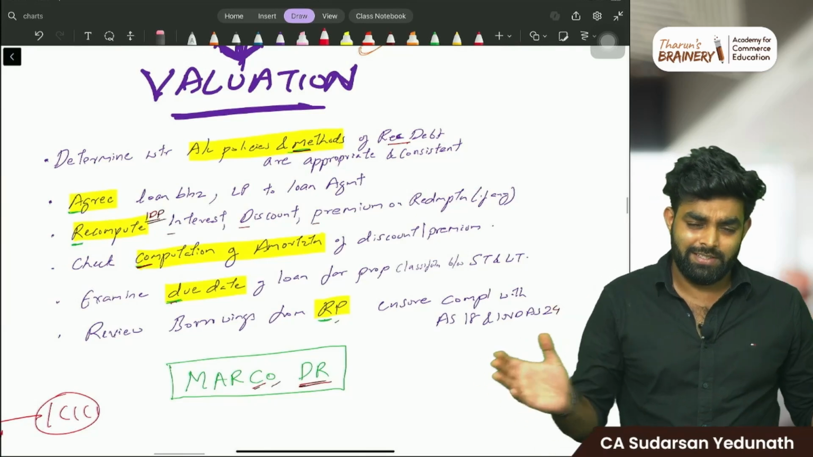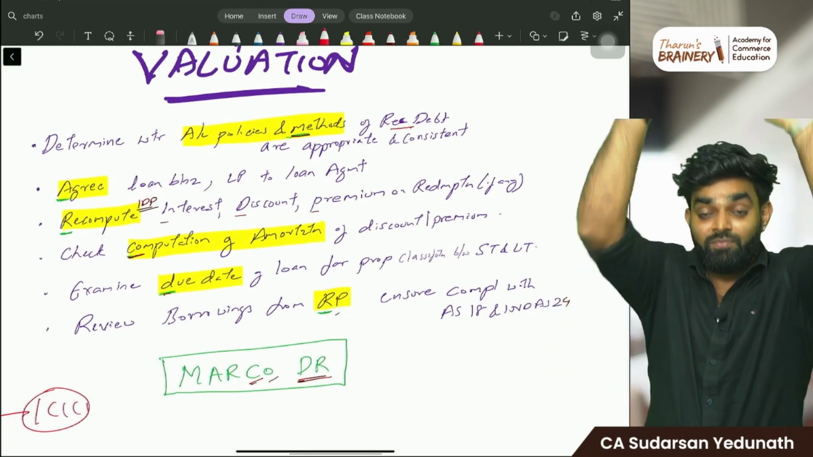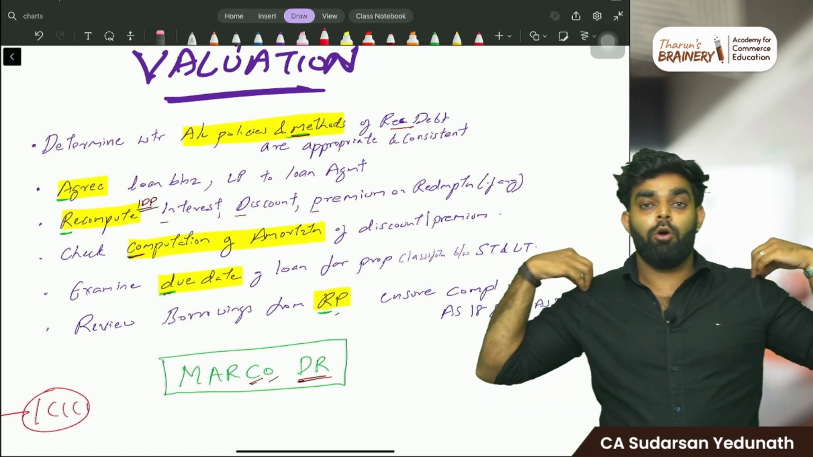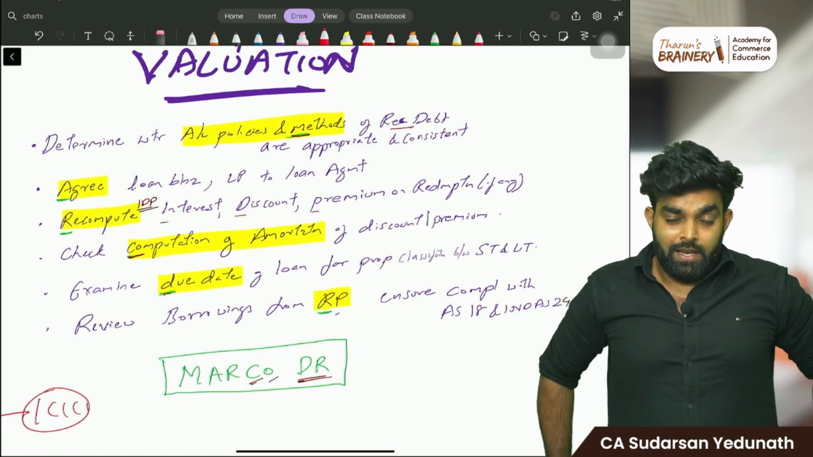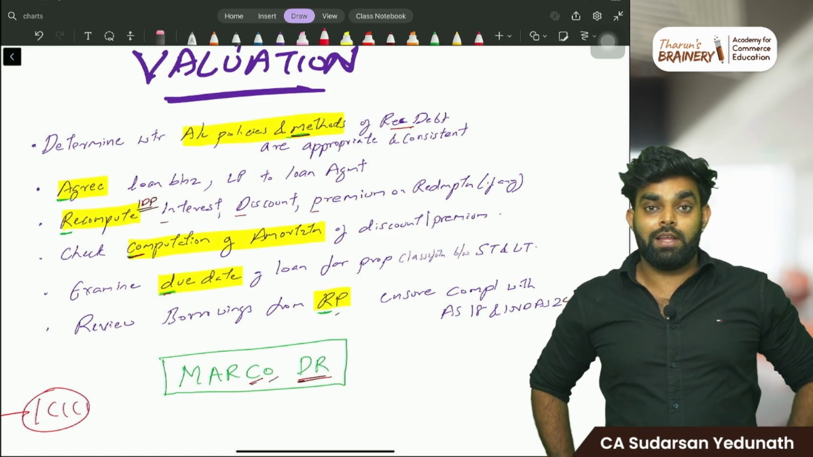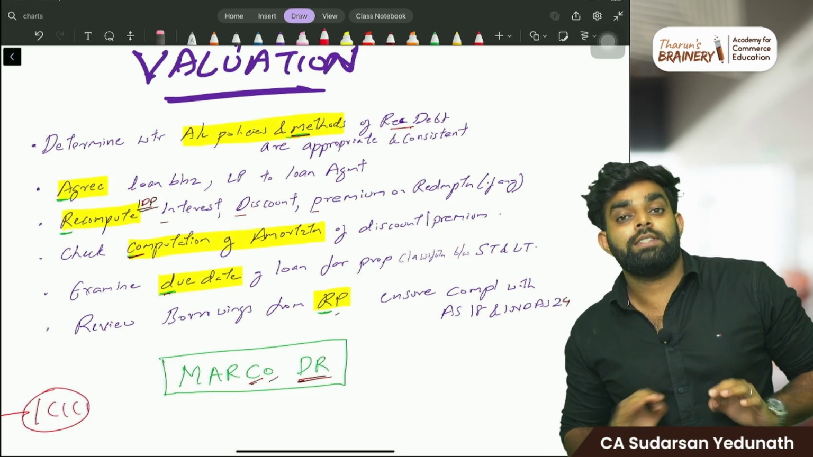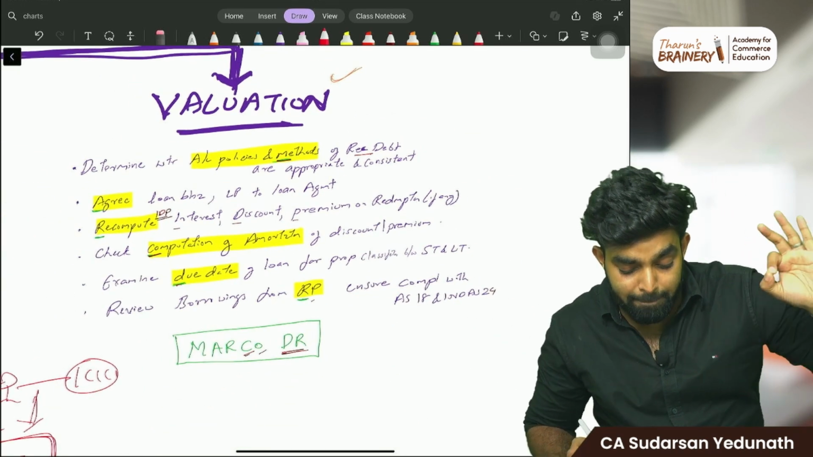Now it is valuation. Very easy. Valuation means whether the amount recorded is correct or not, whether the loan has been valued appropriately. How will the auditor check that? The amount is written as 10 lakh, 10 crore; whether the 10 crore amount is correct or not. How will the auditor check that? First is determine whether accounting policies and methods.